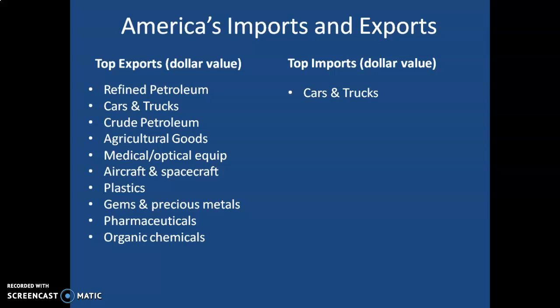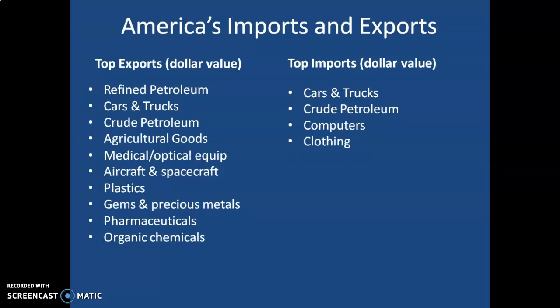Number one import, probably not a big surprise, is cars and trucks, followed by crude petroleum. So even though we export a lot of crude, we also import a lot of crude, and you will see this a lot in this slide. A lot of the same products that we make in the United States and export abroad, we will also import. And there's reasons for that. It has to do with the cost of production in various countries. Sometimes you'll export goods and sometimes you'll import the same good.